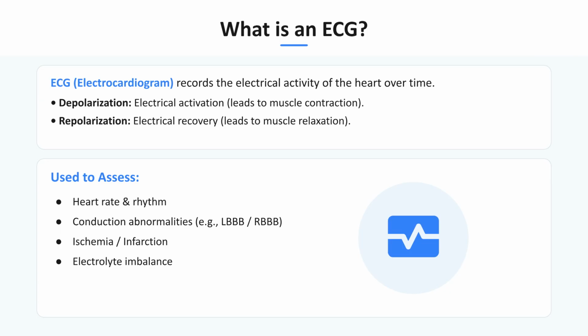It records the heart's electrical activity over time, encompassing depolarization, which is electrical activation leading to contraction, and repolarization, which is electrical recovery leading to relaxation. We use it to assess heart rate and rhythm, conduction abnormalities, ischemia or infarction, and electrolyte imbalance.